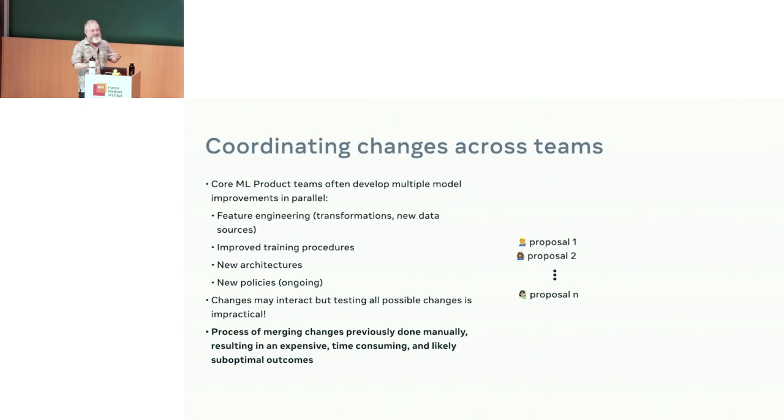And all of these changes could potentially interact. So maybe we could ship them one by one, but we don't know if that's actually optimal. And since everybody's working on these things in parallel, we might as well evaluate them together. And doing so might be necessary because we have limited testing resources.